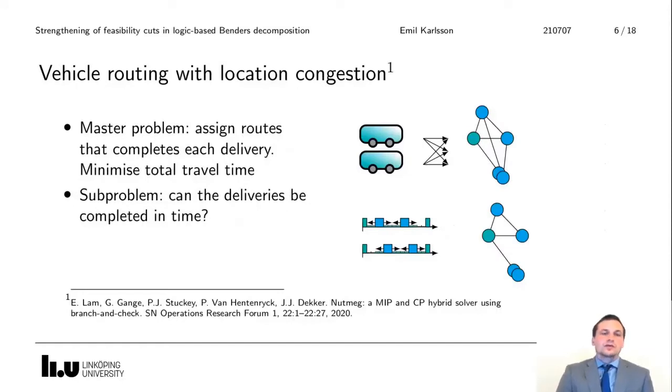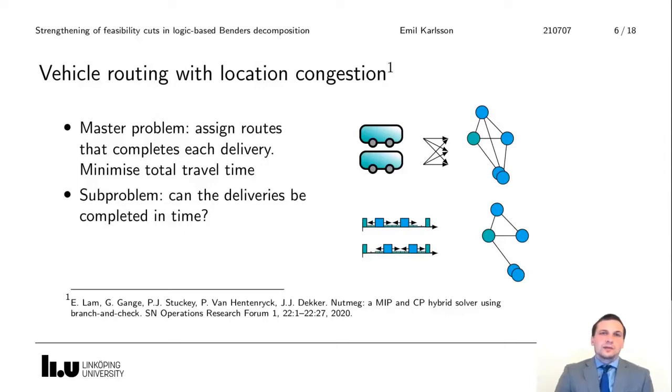The third problem is called vehicle routing with location congestion. In this case, we have a start and end node, which is colored green here on the illustration, where we originate with a set of vehicles. The vehicles should perform a number of deliveries, the blue dots. Each delivery occurs at a different location, but there can be multiple deliveries at the same location, and therefore we have the location congestion issue that we have to deal with.